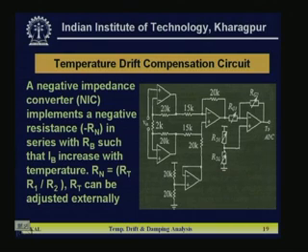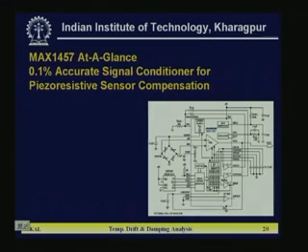Okay. So there are different ways to reduce the temperature variation by circuit, and similar chips have come out, and some of the chips are shown here. This is the Maxim 1457 chip. The internal diagram of the chip is shown here, and basically a signal conditioning piezoresistor sensor compensation circuit is available in the market, which is a 0.1% accurate signal conditioner.